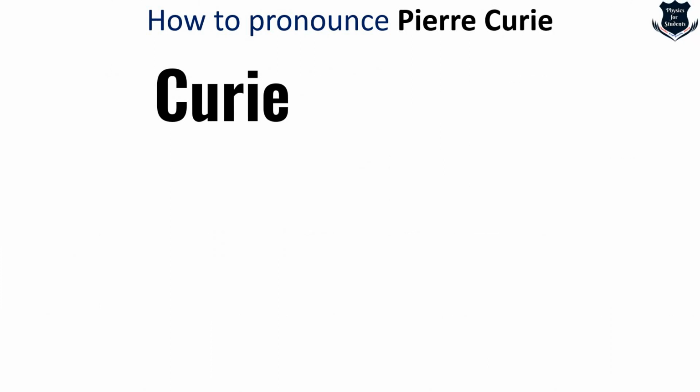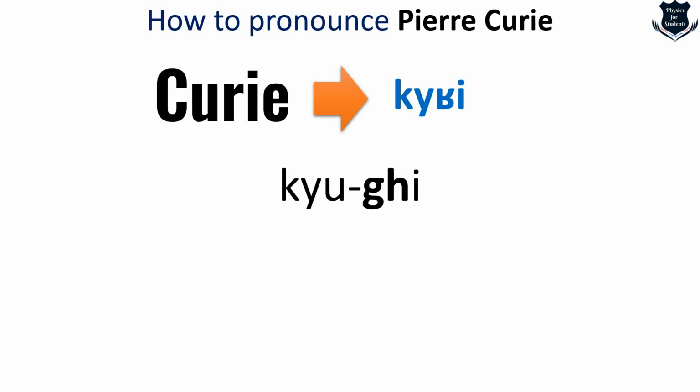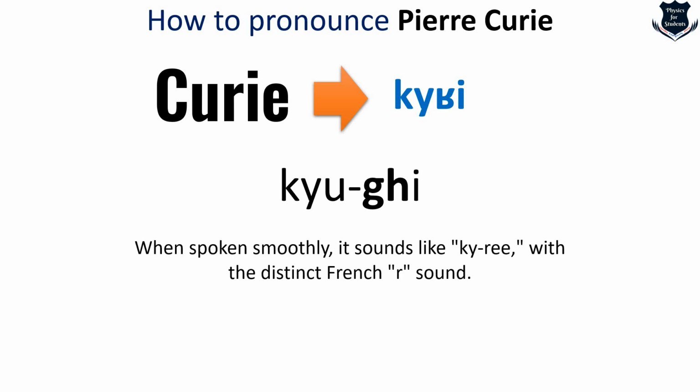So how do we pronounce it? Let us take it now. We tell it as Curie. Although it sounds like Curie, if you listen to any pronunciation, it will come as Curie. But there is no R. Remember that. It's Curie.